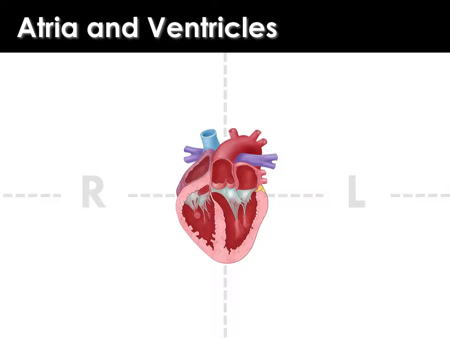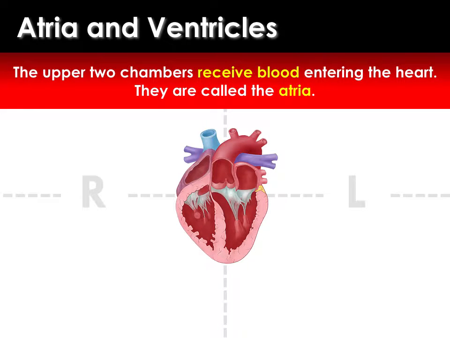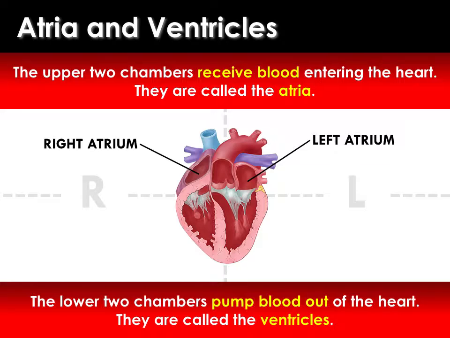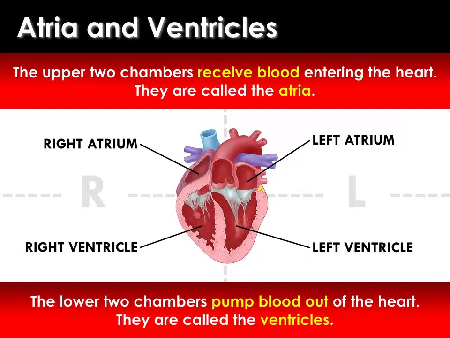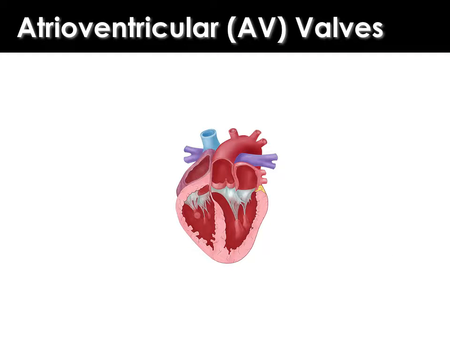The heart contains the upper two chambers of the heart, which receive blood entering the heart, and they are called atria. You have a right atrium and a left atrium. The lower two chambers will pump blood out of the heart, and they are called ventricles, and you have a right ventricle and a left ventricle.